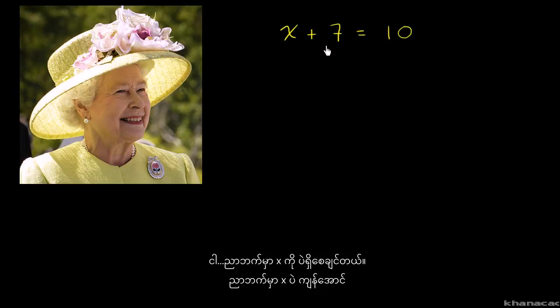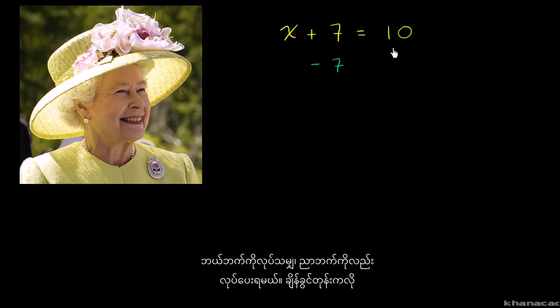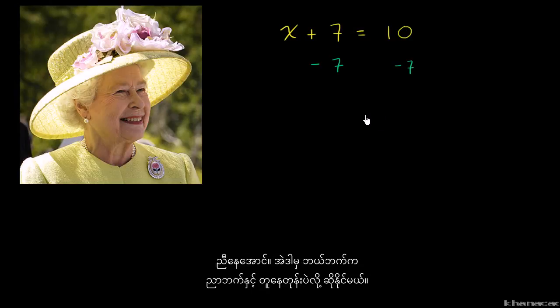Well, if all I want on the left-hand side is an x, I'd want to get rid of the 7. I want to subtract 7 from the left-hand side. But if I want to maintain an equality here, whatever I do to the left-hand side, I also have to do to the right-hand side. Going back to our scales, that's so that we can keep our scale balanced. So we can say that the left is still equal to the right.